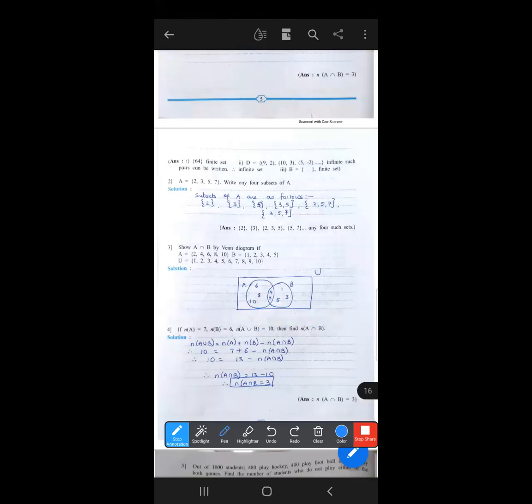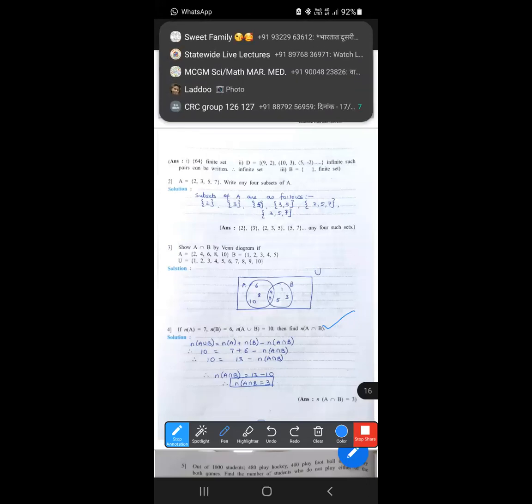Now next one. Fourth question. If n of A is equal to 7, n of B is equal to 6, n of A union B is equal to 10, find n of A intersection B. Now this type of question we have done in the practical itself, that is in the practical number 2. So here only you need to remember the formula, that is n of A union B is equal to n of A plus n of B minus n of A intersection B.